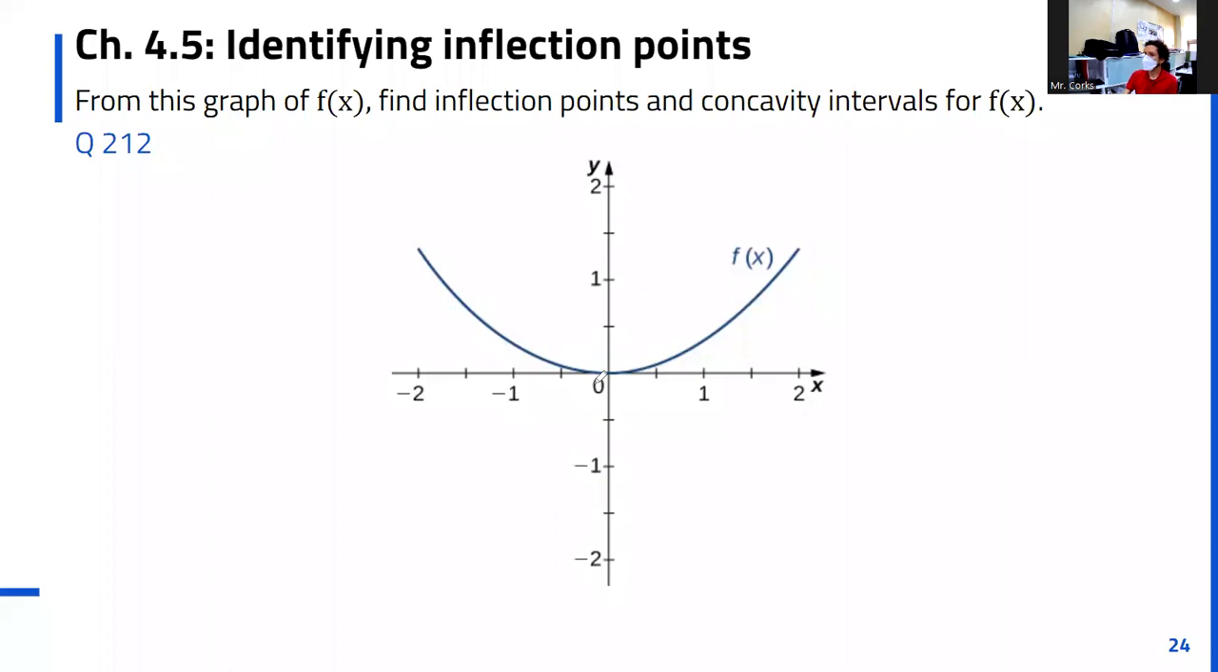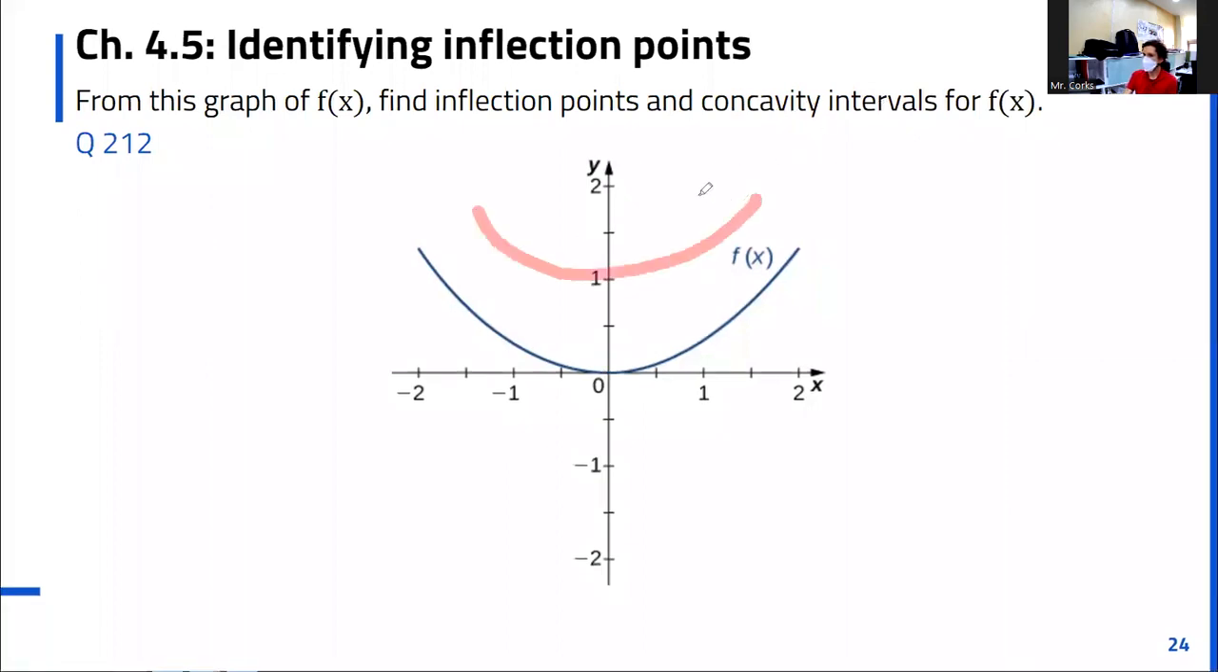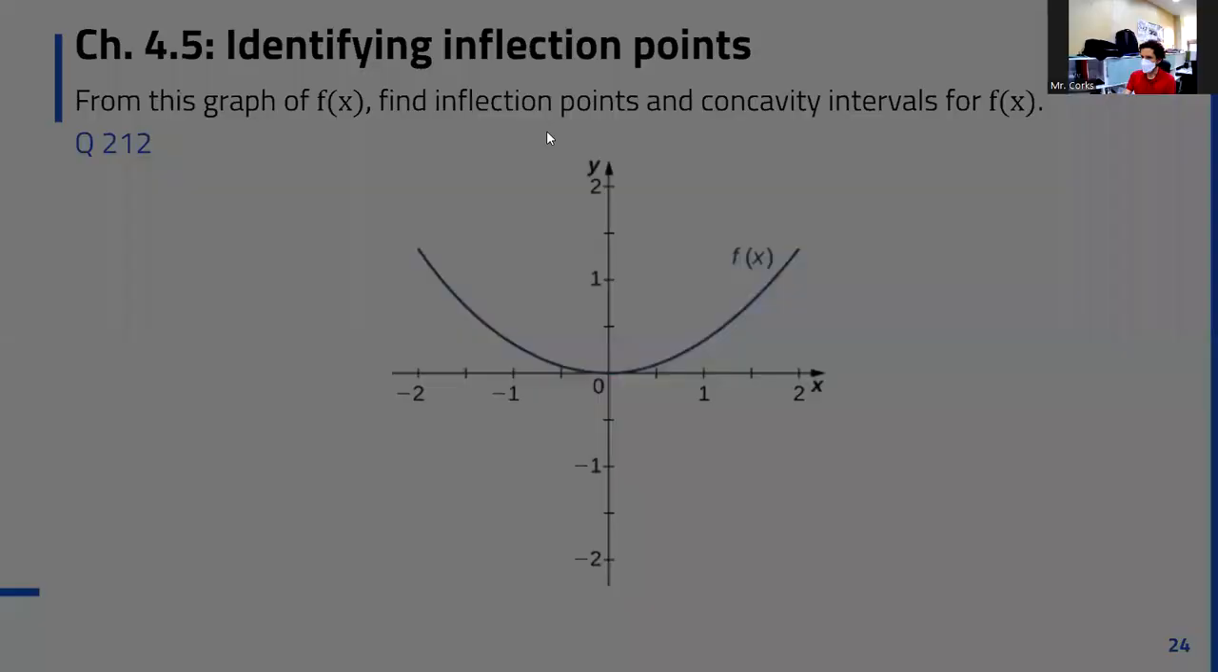Okay, second one, inflection points. Well, we don't see any because we only have one concavity interval. We are just curving up the whole time. We should be writing out the interval notation on the side. I'll just be skipping that for these examples for sake of time. So we're just curving up the whole time. One interval, no inflection points. Next one.